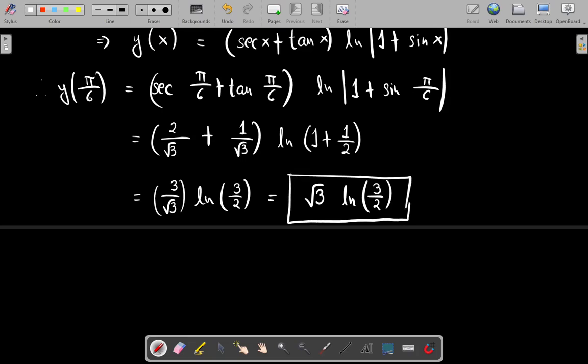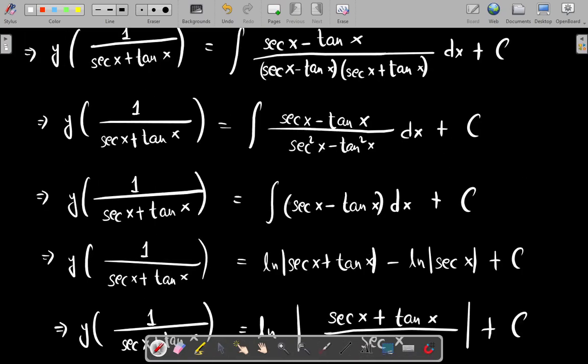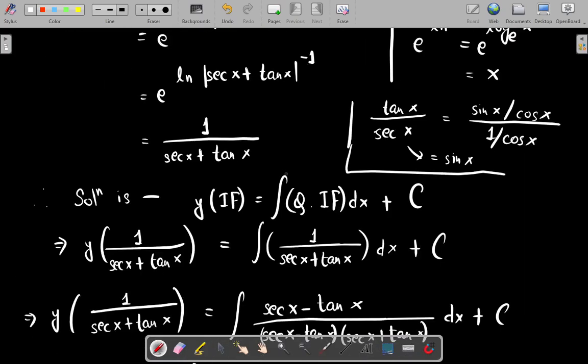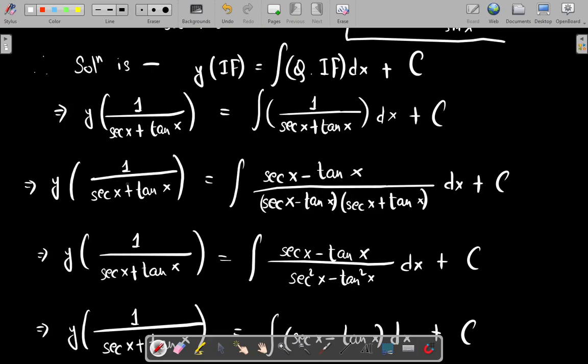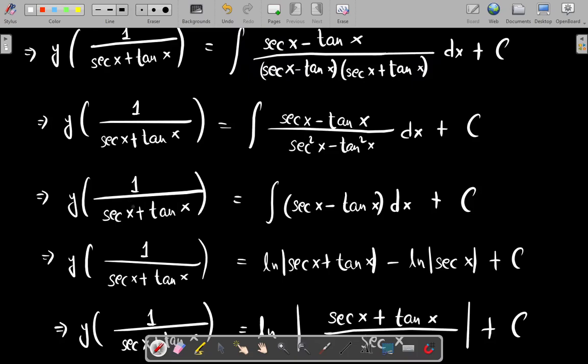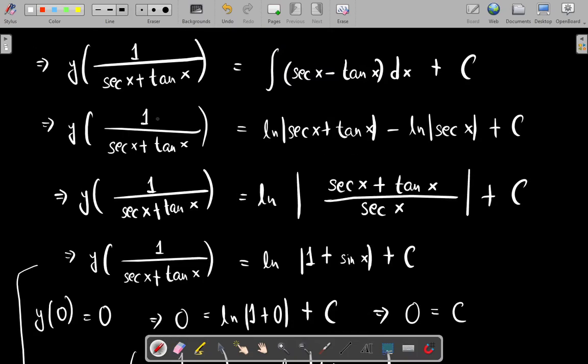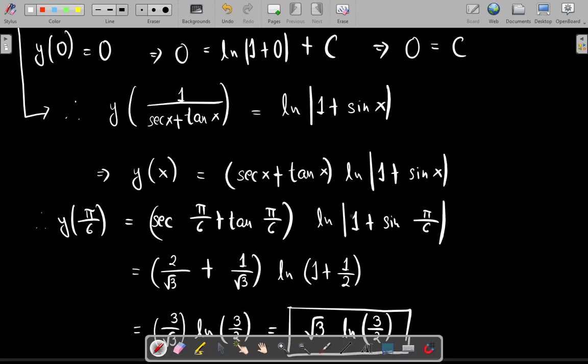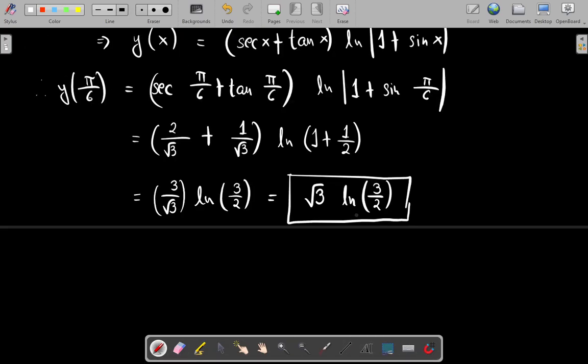Okay, this is the value for y of pi by 6. So this was relatively simple. I made a mistake. I rewrote this sec x plus 10x as minus. So I had a slight mistake there, and I think the rest is all right. Yeah, the rest is all right. Okay, so this is the final answer.